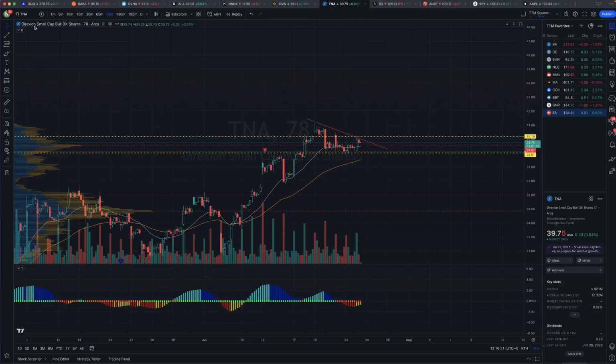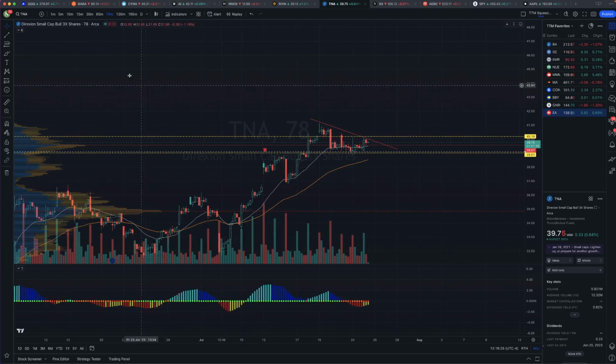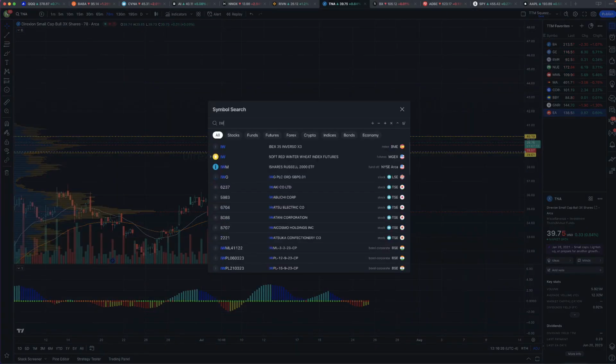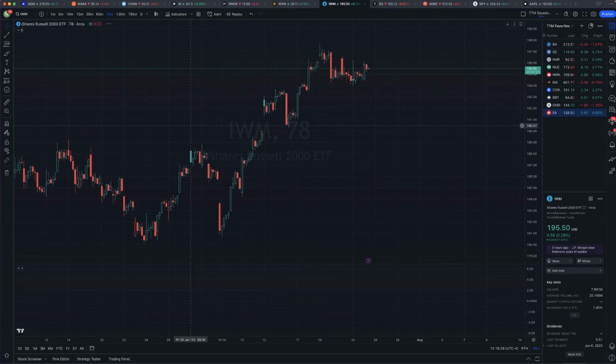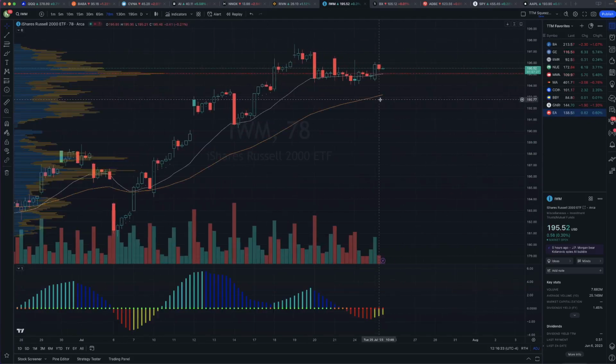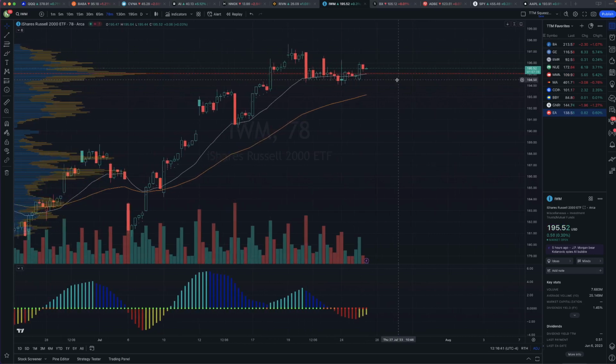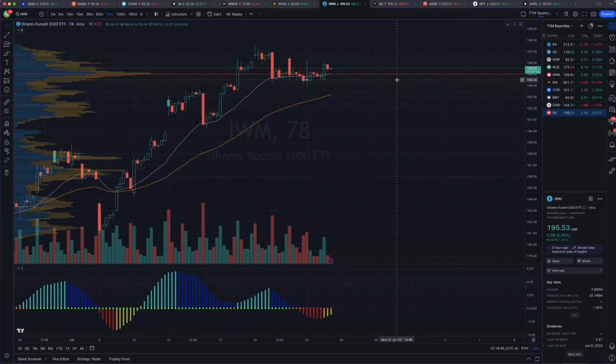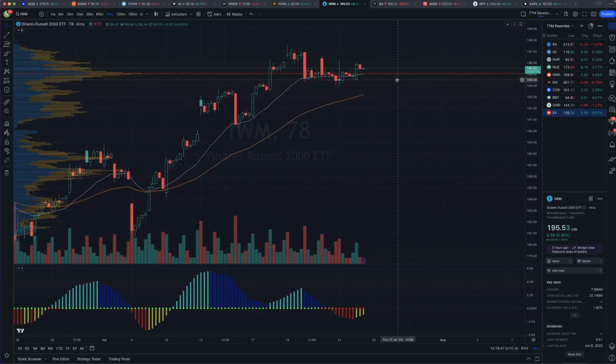I'd have to do a little bit of research to find out. It's obviously small caps, so I wonder if that's probably why the IWM came up on the scan. Yeah, the IWM looks very similar. So you could also play that if you wanted to. And that's the Russell 2000. That's small caps.